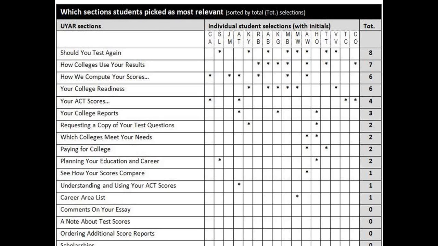Just so you can kind of see what the data looked like for these 20 students. Going across in the columns from left to right are the initials of the students, and then the asterisks indicate sections of the publication that they found that they thought would have been of interest to them.